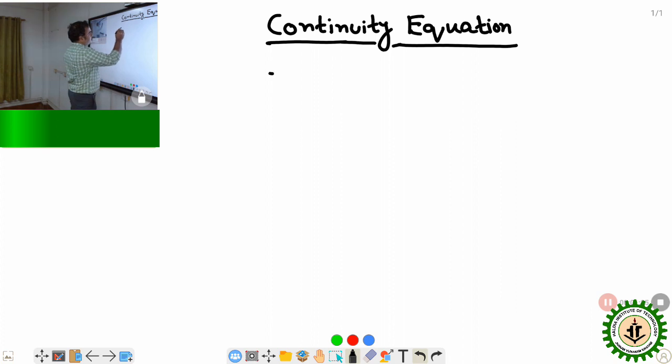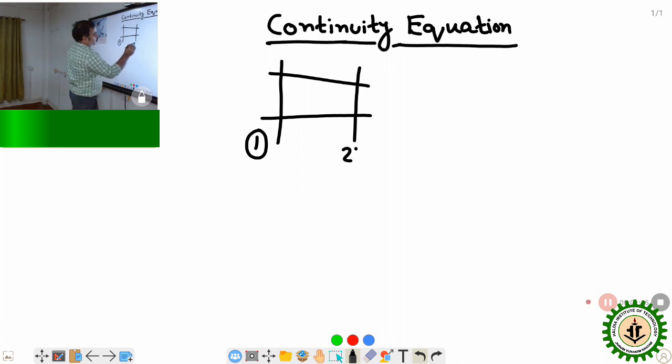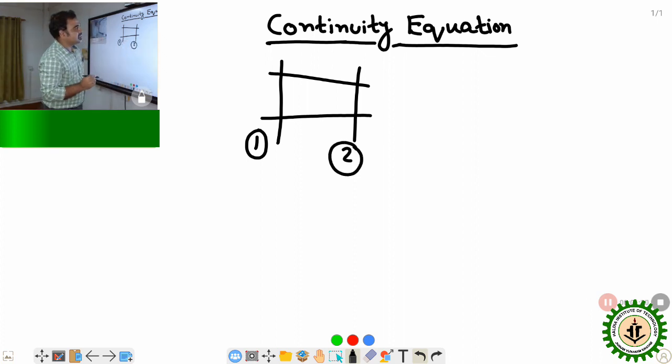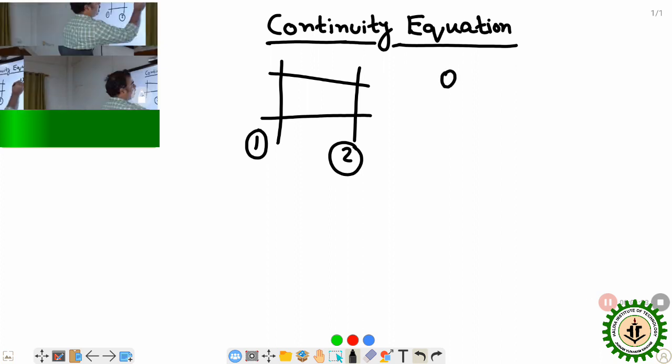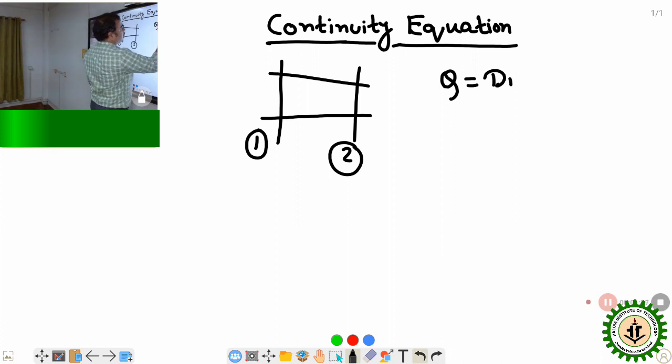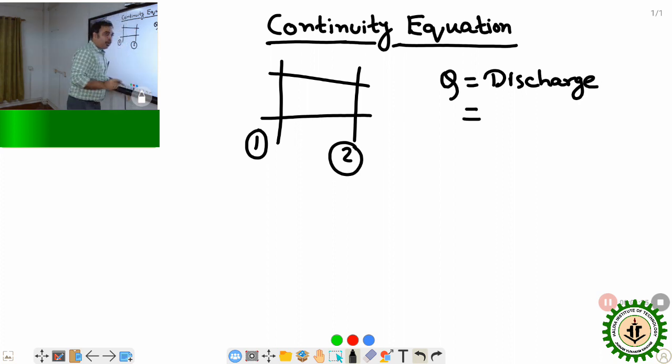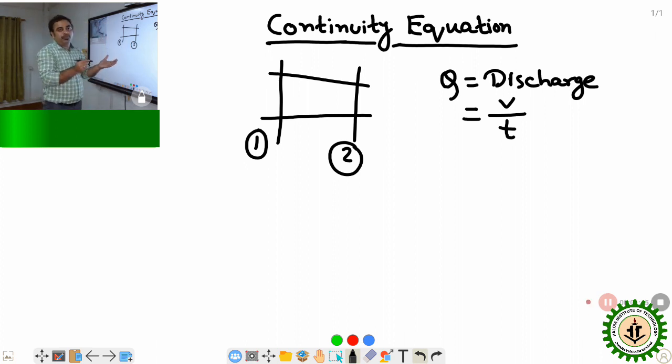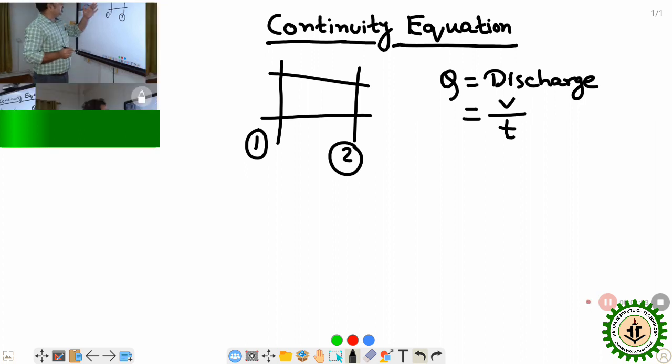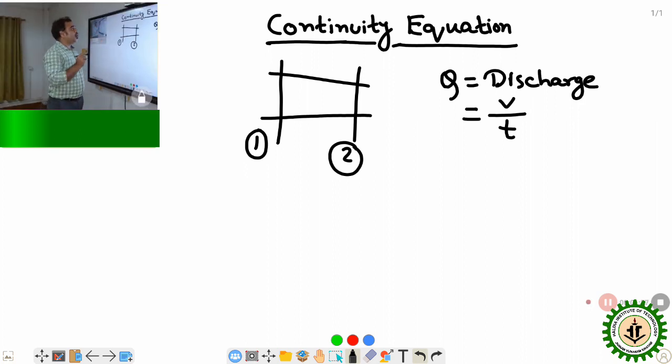Suppose two sections are here, that is number 1 and that is number 2. As we all know, first, what is discharge? We all know that Q is equal to discharge, that means volume per unit time, that means V divided by T. So for unit time, how much volume of water has flowed? It is basically the discharge. So here, in case of the continuity equation, the law of conservation of mass is followed.